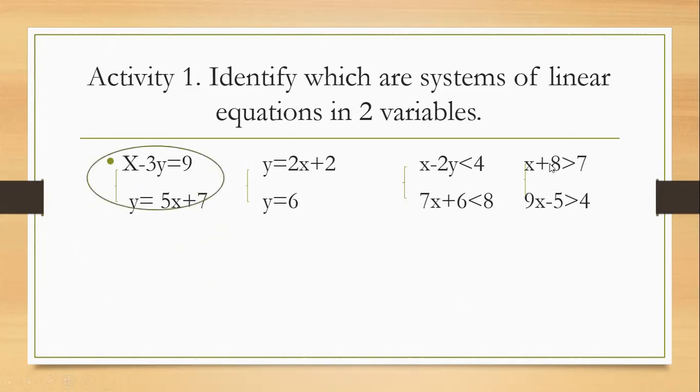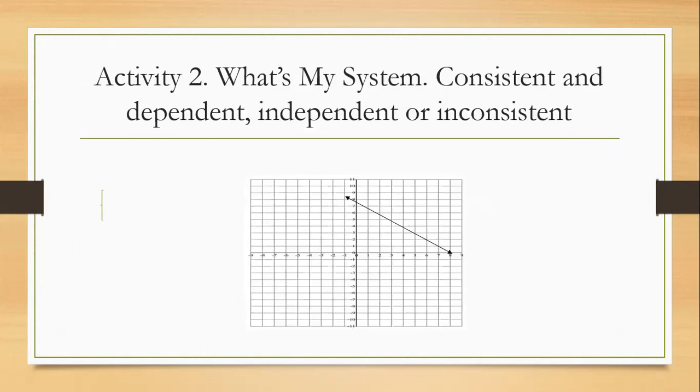Okay, very good. So the first one is the system of linear equations in two variables. Again, it has two variables and it has an equal sign. So you choose in your activity sheet all the systems of linear equations in two variables. Then we come to activity 2. What's my system? First, you identify the slope and the y-intercept. Then you tell the system if it's consistent and dependent, independent, or inconsistent.